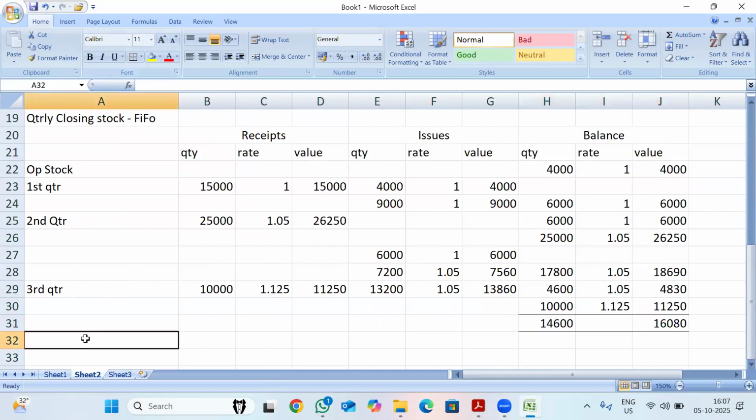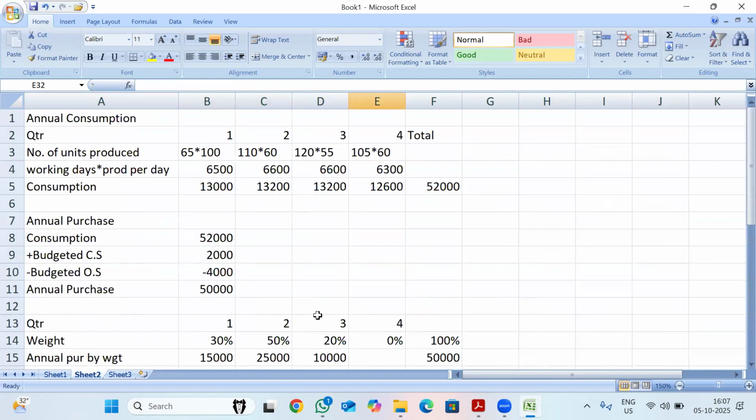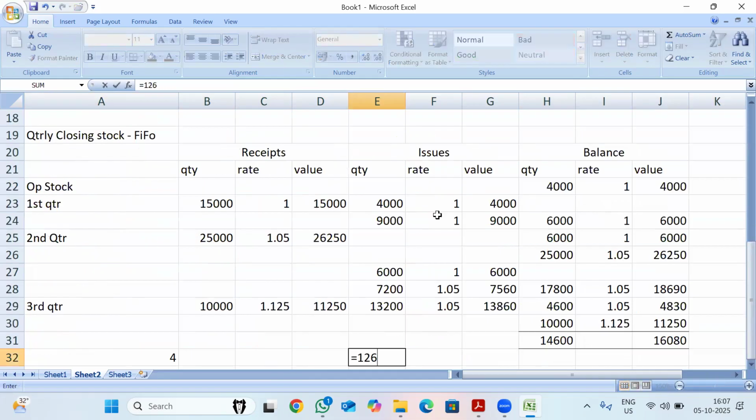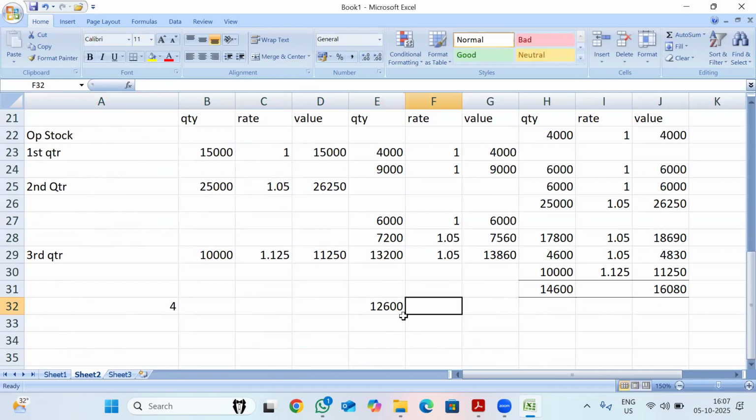So fourth quarter, I'm not purchasing anything. Here I am having issues alone. My issues is 12,600. This 12,600 will be issued first from the 4,600 at 1.05. Of 12,600, I already issued 4,600. So the balance will be issued from the 1.125 lot. So 9,000 will be gone.